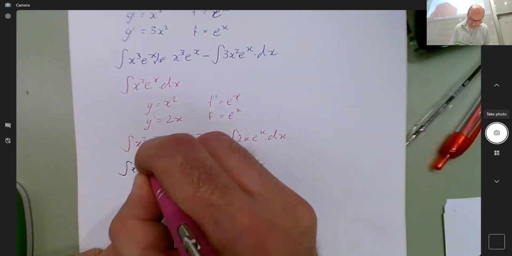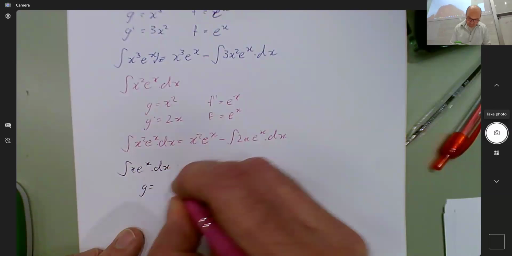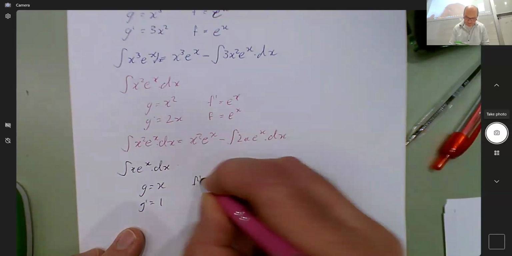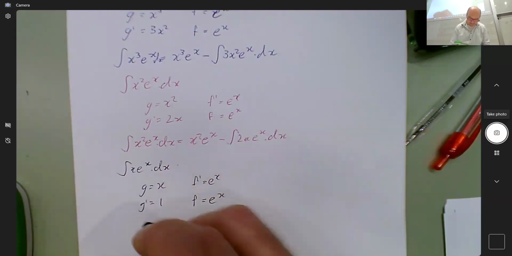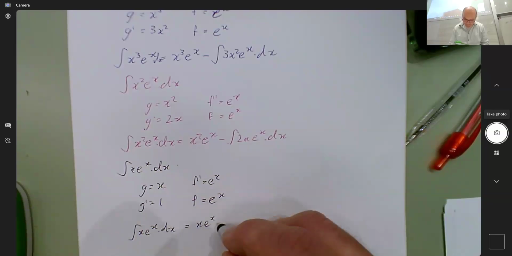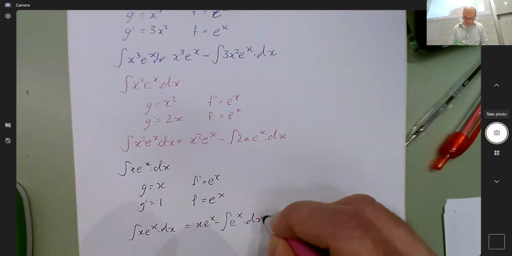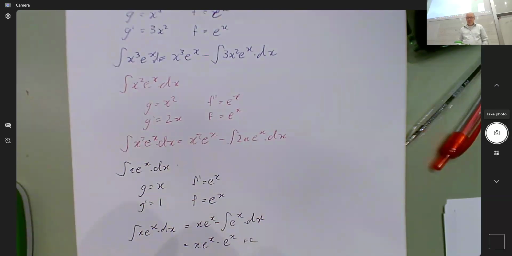Integral x e to the x with respect to x. So again, my g is going to be equal to x. My g dashed is equal to 1. My f dashed is equal to e to the x, and my f is equal to e to the x. And so my integral of x e to the x with respect to x is equal to x e to the x minus integral of e to the x. I'm going to go a little step further: that's x e to the x minus e to the x. Technically, I should put a plus c there.